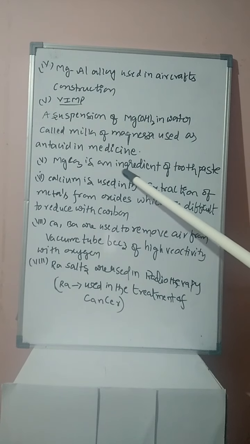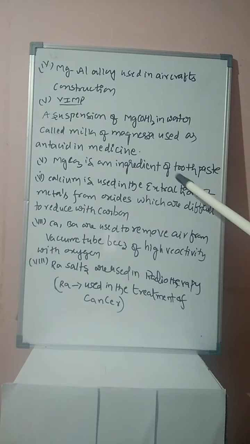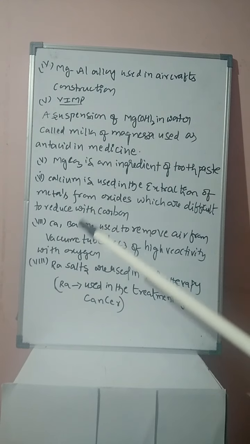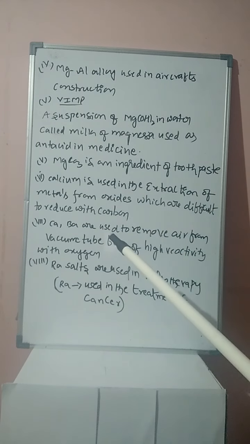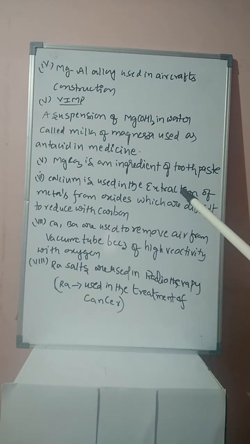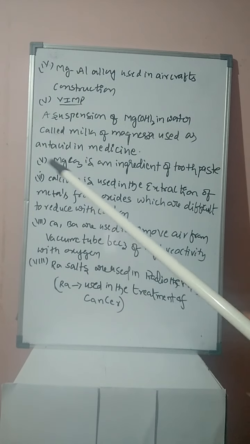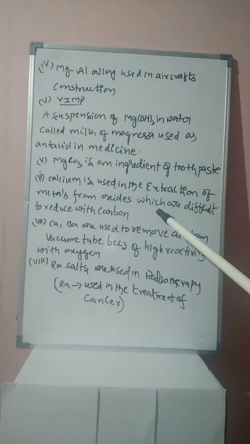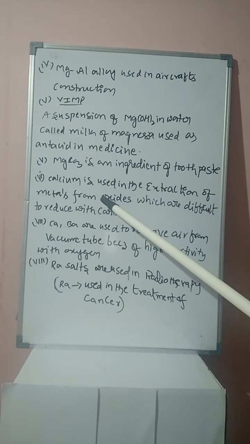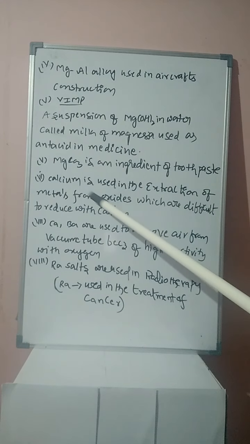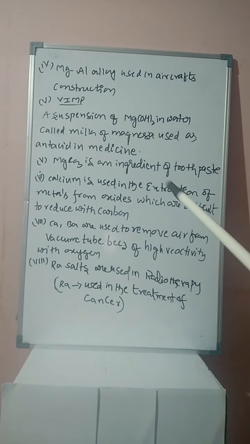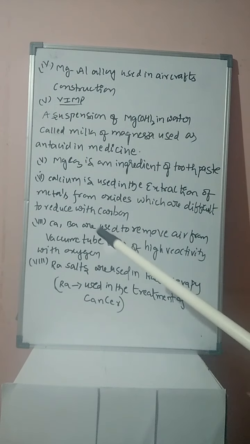Next, magnesium carbonate is an ingredient in toothpaste. Toothpaste contains magnesium carbonate. Calcium is used in the extraction of metals from oxides which are difficult to reduce with carbon. Carbon does not reduce all oxides into metals. In those cases, calcium is used for the extraction of metals from oxides.